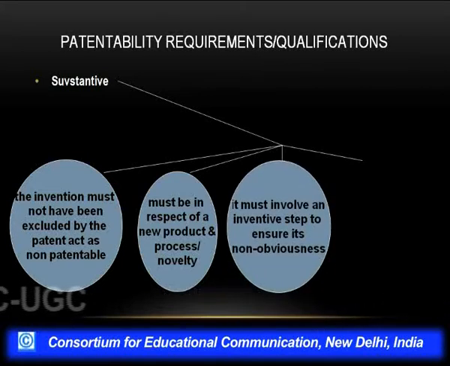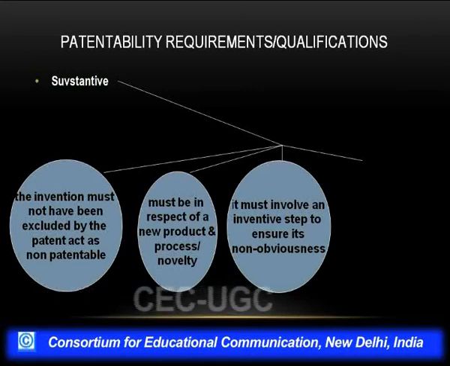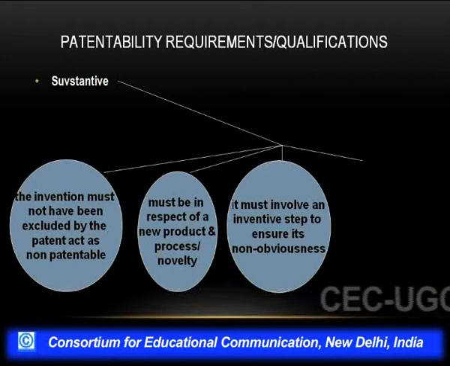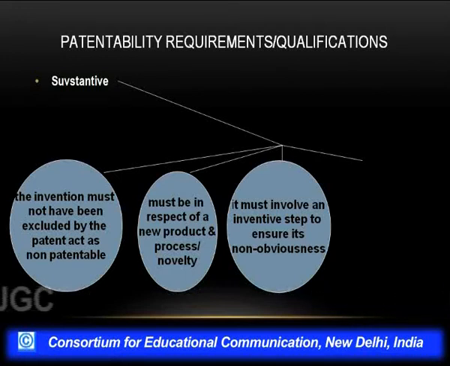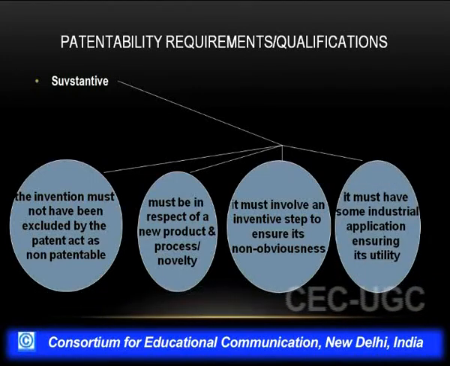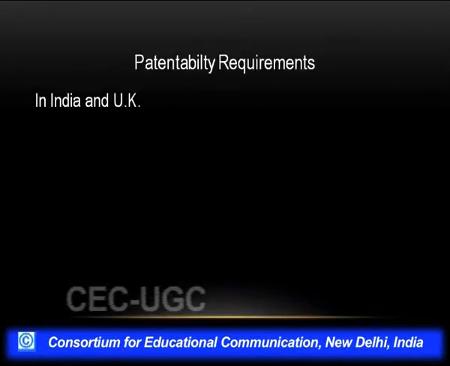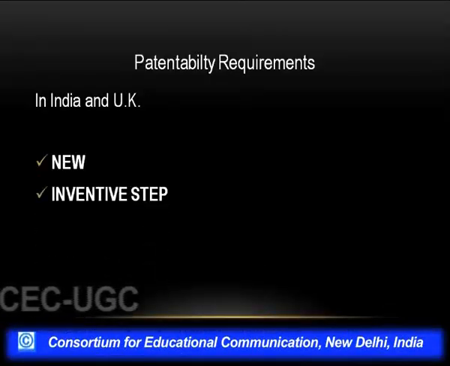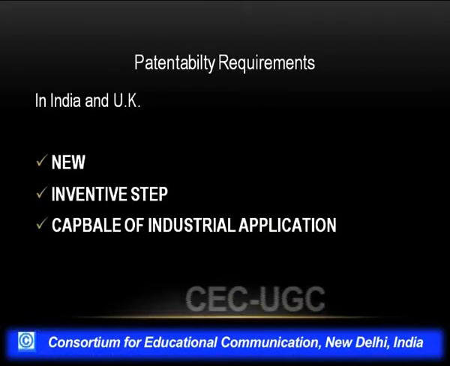The third requirement is the requirement in the form of inventive step, which ensures the non-obviousness involved. And the fourth is industrial applicability, or the capability of industrial application of the product or a process. As I discussed previously also, friends, these three requirements in the form of novelty, non-obviousness and utility, in India and in UK are termed as new, inventive step, and third, capable of industrial application.